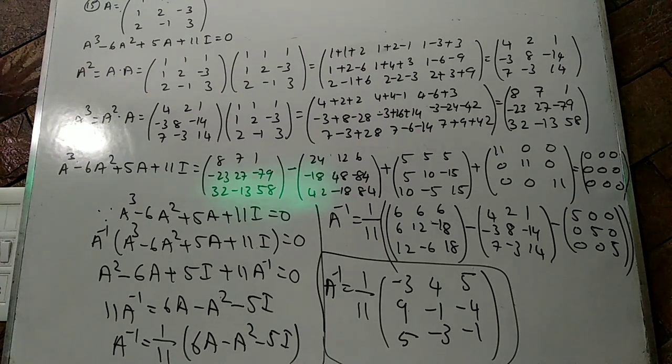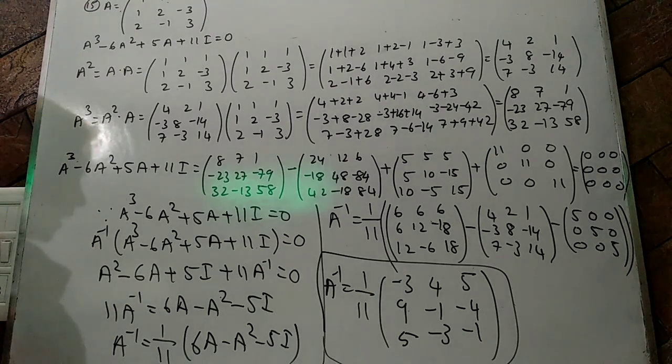So I hope you are clear how to find A power 5. Whatever I am giving in question number 16, find A inverse, and also find A power 5. You have to add it to question number 16 because I told you this question was asked in the board: and hence find A power 5. So question number 16, find A inverse as well as A power 5. Both you have to do.